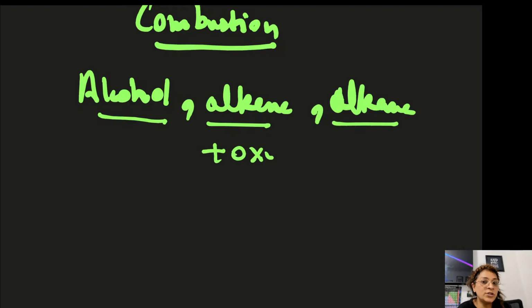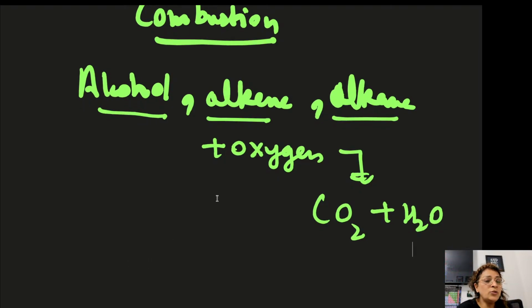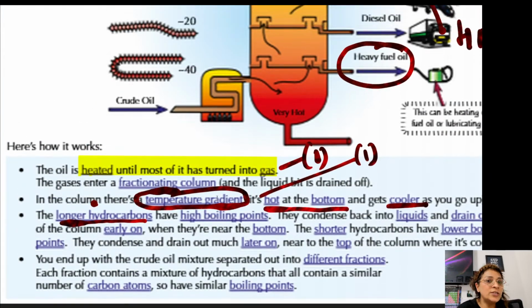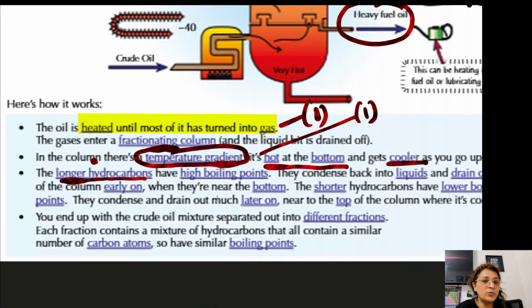Reaction with oxygen. Very good. Thank you, Liz. And what will it turn into? It will always turn into carbon dioxide and water. Don't think much, just write down carbon dioxide and water. End of the story. Incomplete combustion will produce carbon monoxide.